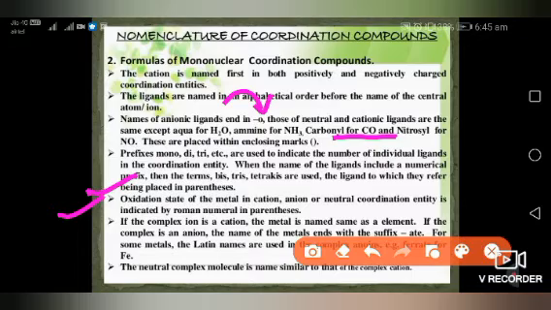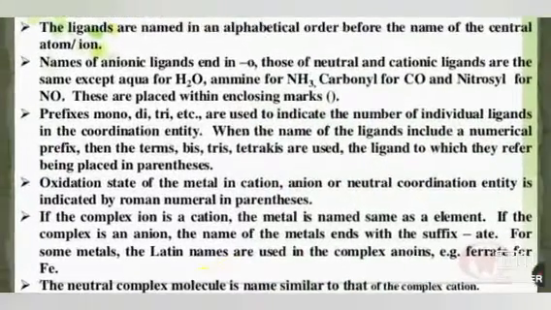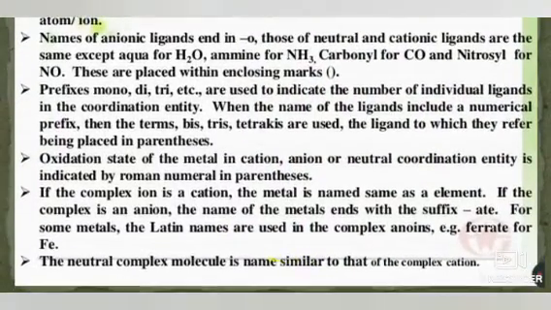If we talk about the oxidation state of a metal in a cation, anion, and neutral coordination entity, it is indicated by a Roman numeral, like this way: oxidation number of 1, or if the oxidation number is 2, like this way. If the complex is a cation, the metal is named the same as the element. If the complex is an anion, the name of the metal ends with the suffix -ate, like ferrate.